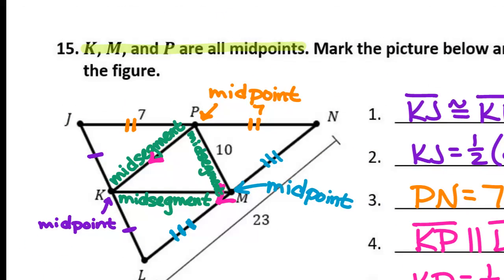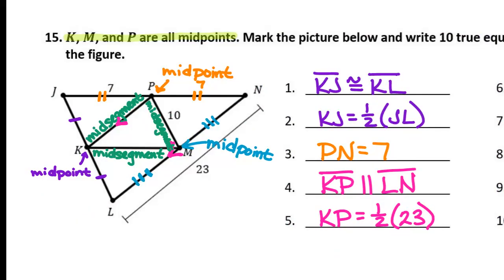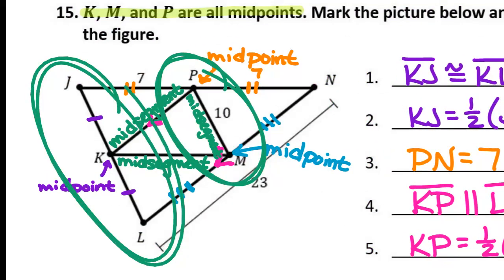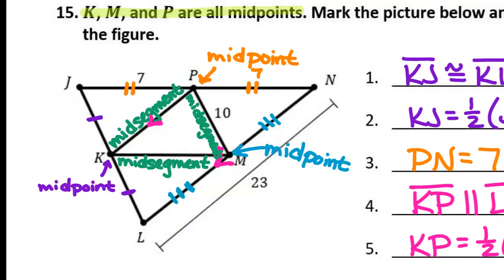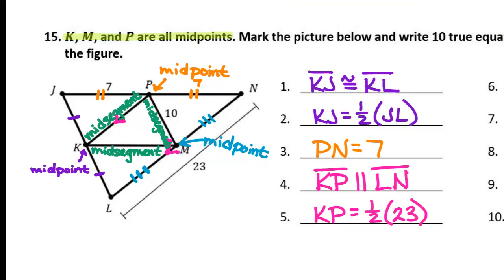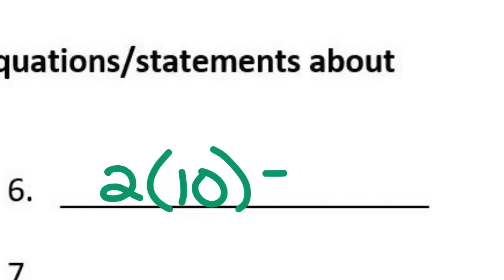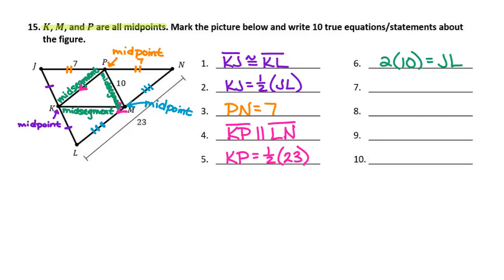I happen to know that PM is 10. What's the relationship between PM and JL? It's half. PM is half of JL. So how many segments the size of PM would fit in JL? 2. So I should say 2 times 10, that's my side PM, is equal to JL. So there's something else that I can say.